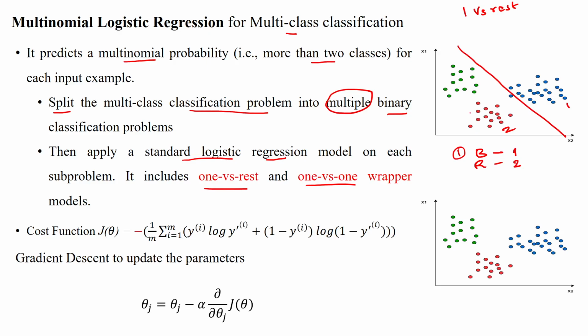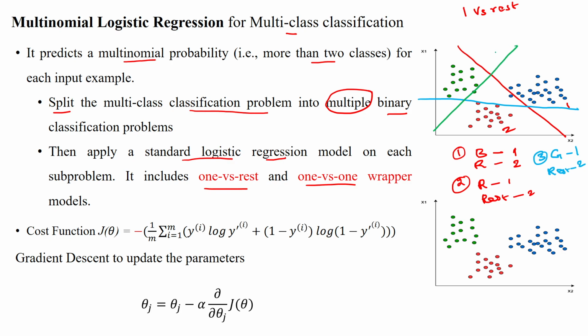The second sub problem: here we will take the red color as one class and all the remaining samples will be classified as another class 2. So here it will take the decision boundary considering only the red class, like this. Then the third sub problem: we will take the green color as class 1 and the rest of the samples will be considered as class 2. So here we will take one more decision boundary like this.